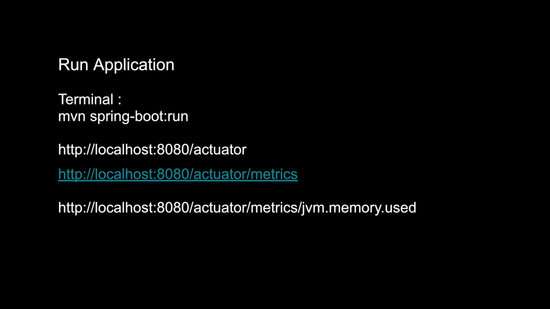Now to view a specific metric, for example jvm.memory.used, the URL is actuator/metrics/jvm.memory.used. This tells how much memory the application is consuming.